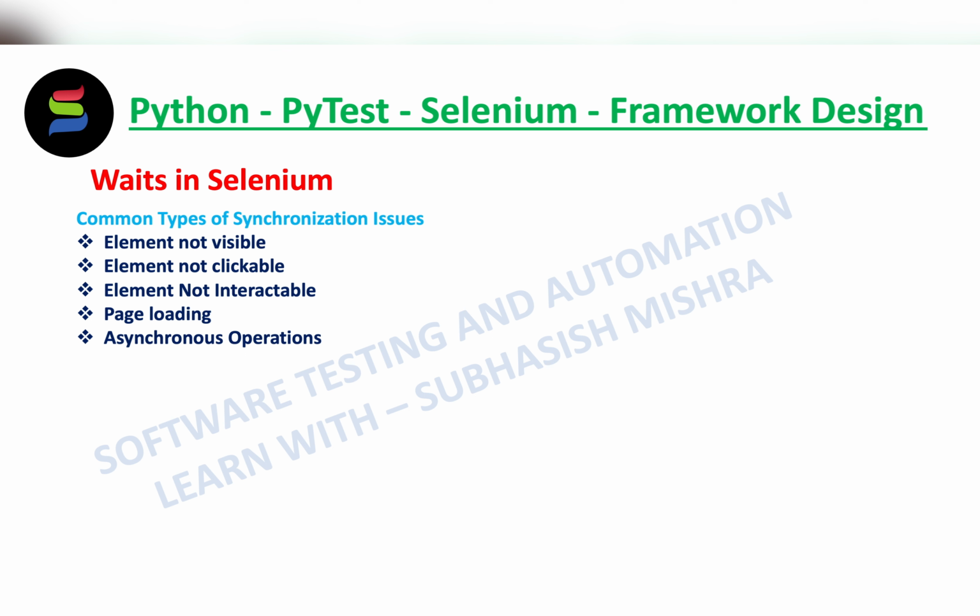So now you understood. To resolve all these synchronization issues like element not visible, element not clickable, element not interactable, page loading issue, asynchronous operations, we can use Selenium waits. There are three types of wait: implicit wait, explicit wait, and fluent wait. In this lecture, we will discuss implicit wait.